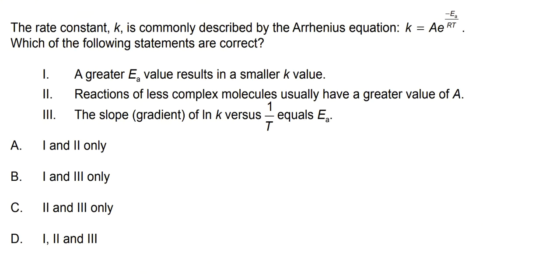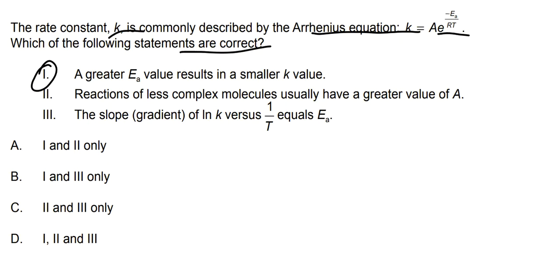The rate constant K is commonly described in the Arrhenius equation. Which of the following statements are correct? The greater the activation energy value, it will result in a smaller K value. Let's see. If we have a higher activation energy, since it is a negative value, I believe that is correct. Because if this Ea value becomes higher, then the overall exponential becomes smaller because you have a higher negative number in the power of e, and so you'd get a smaller K value overall.